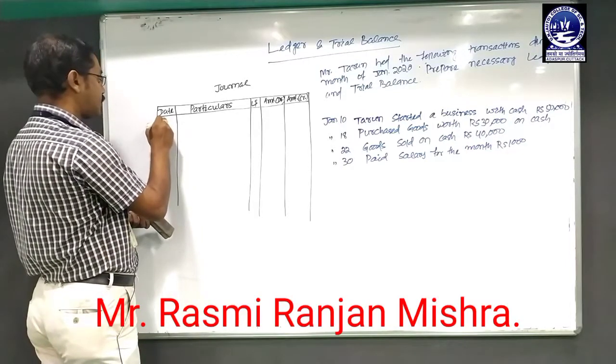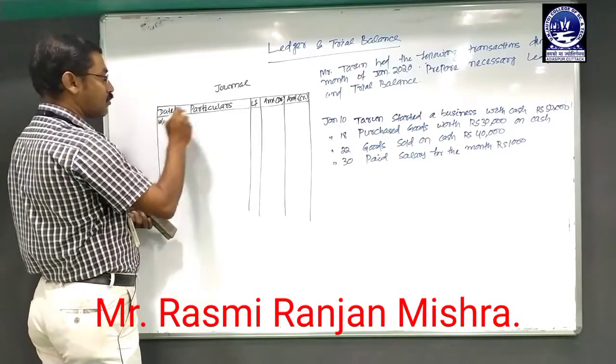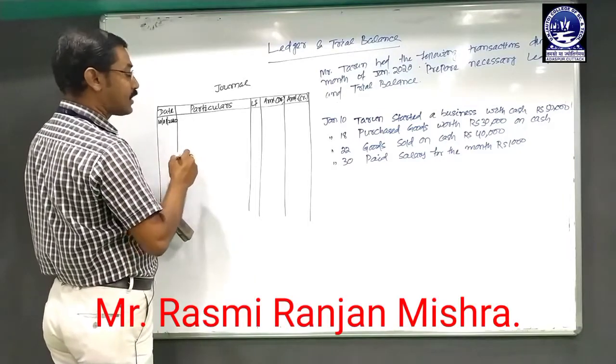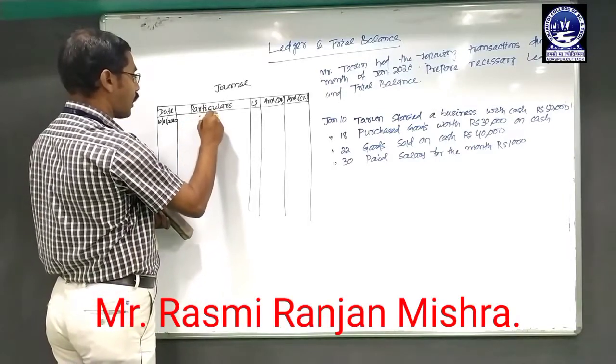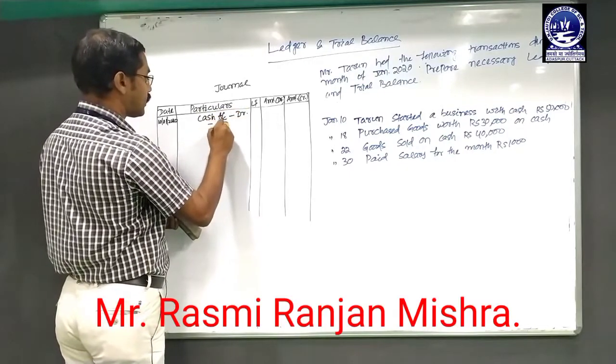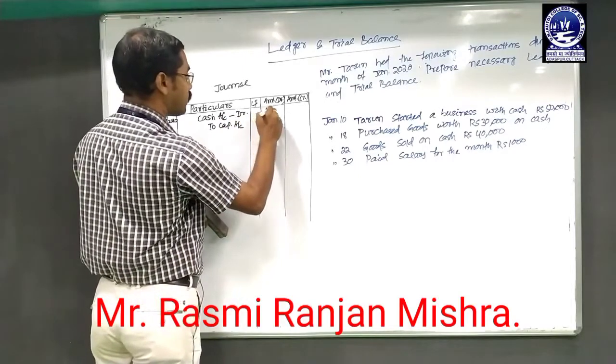The date is 10th January 2020. In the particulars column, we must put the journal entry, that is, cash account debit to capital account, and the amount is 50,000.